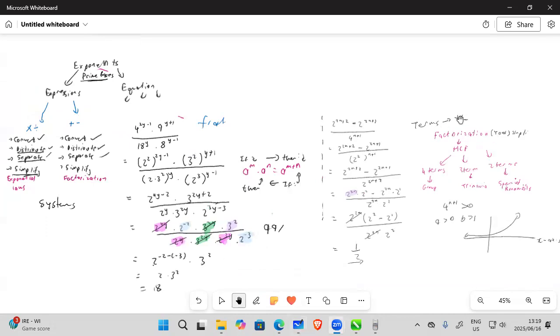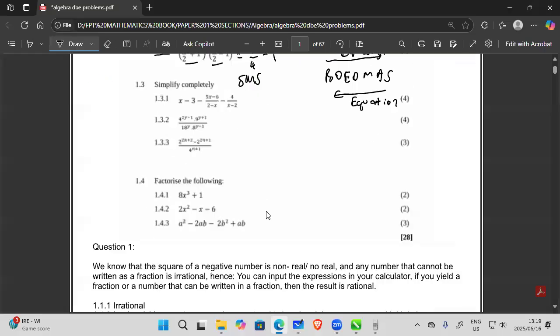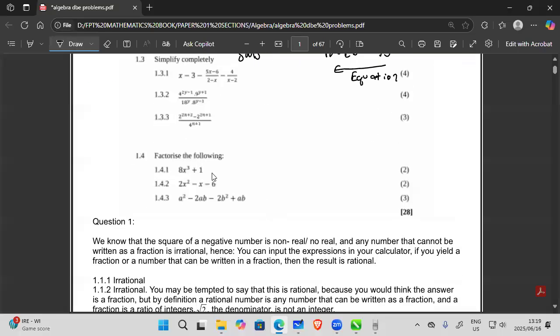Okay, guys. Okay, so we got that done, right? Let's look at the next question. Okay, so that's about it. That's literally about it. Now let's talk about factorization.